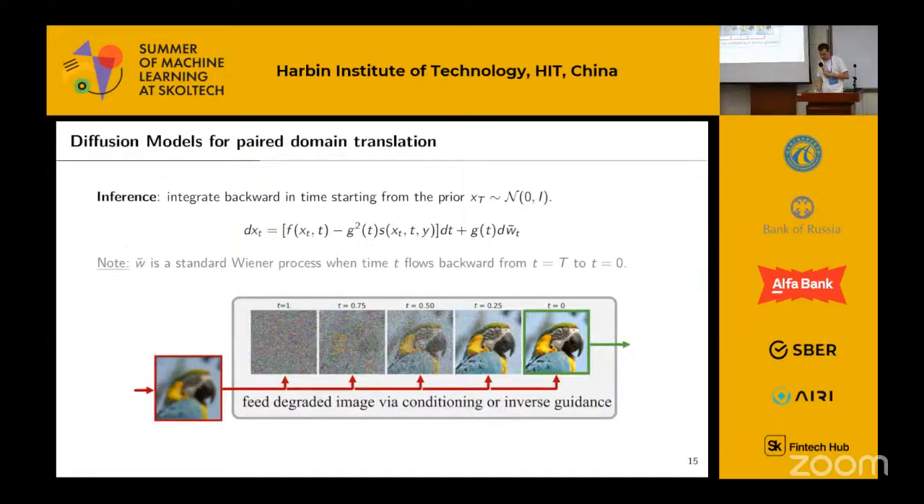This one is a very intuitive explanation. So primarily, when we talked about text-to-image models, we just conditioned our model on some text and generated an image corresponding to this text from white noise. Now we can easily do the following.